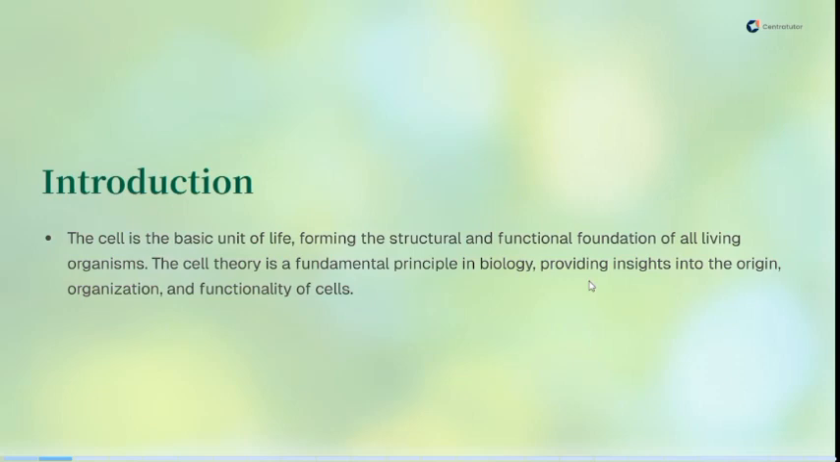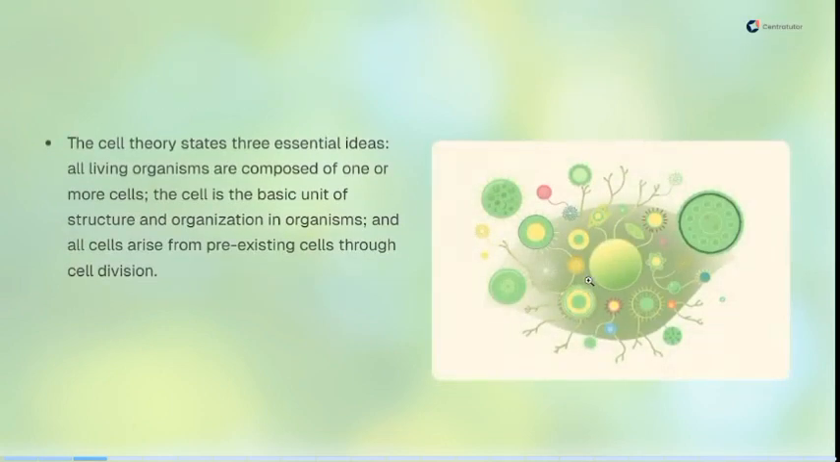So what are cells in simple form? A cell is the smallest functional unit of life. It is governed by what is called the cell theory, a fundamental principle in biology that helps to provide insight into how living organisms originate, how they are organized and how they function. The cell theory has three essential ideas.